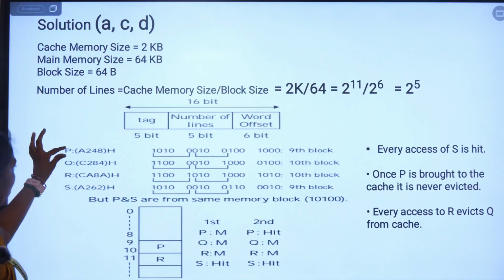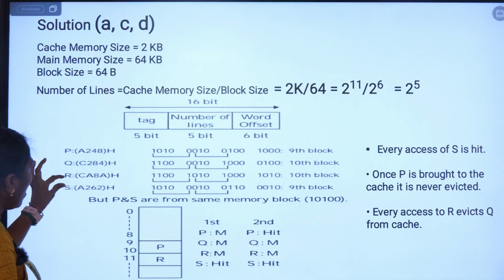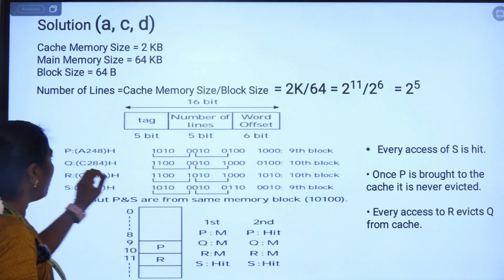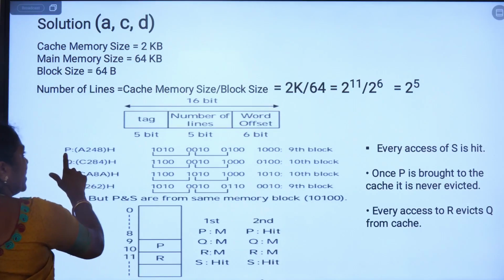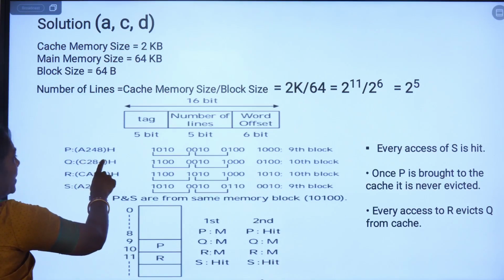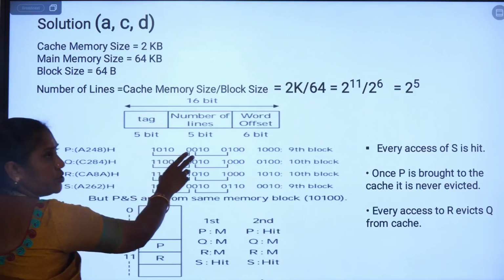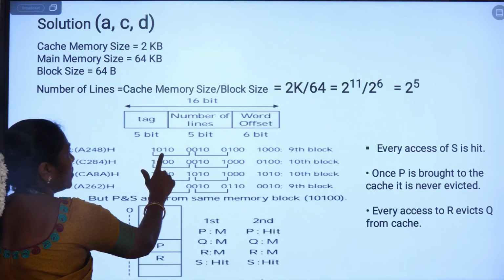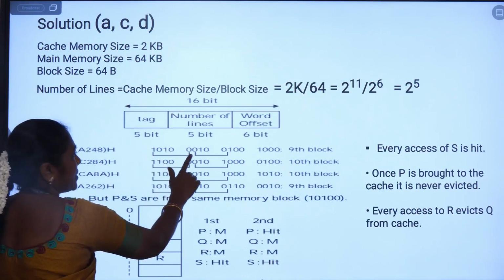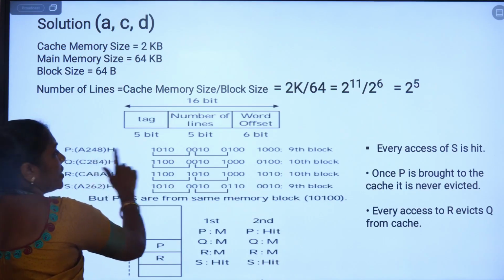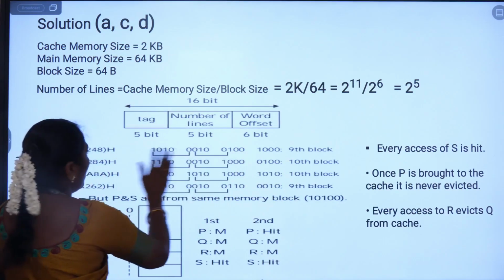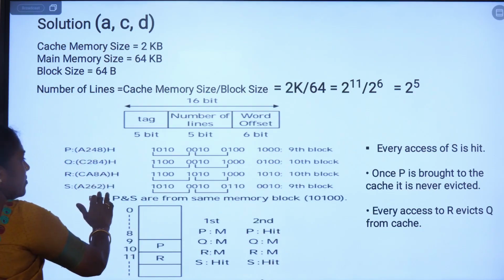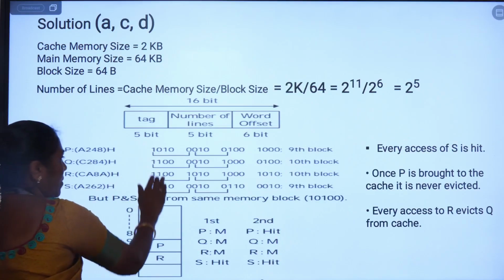So, the first data is P, next one is Q, then R and then S. So, these data we have represented in the binary form. Here this P data is given as A248. This A248 is converted into the binary form. This A value is recorded as 10 and hence it is converted as 1010, and this 2 is represented as 0010, 4 is represented as 0100, then 8 is represented as 1000. So, likewise each and every data is converted into this binary form.